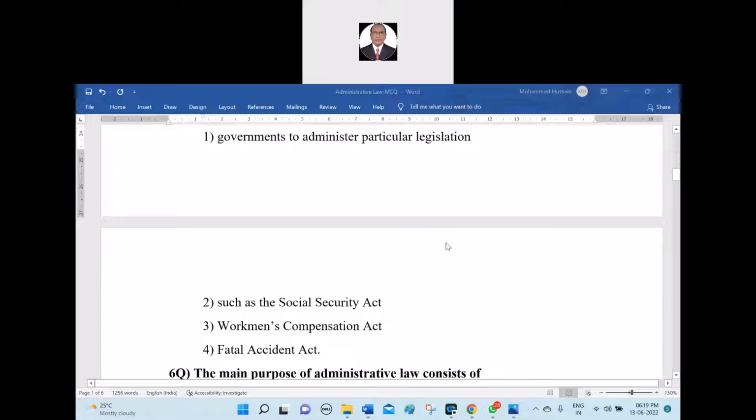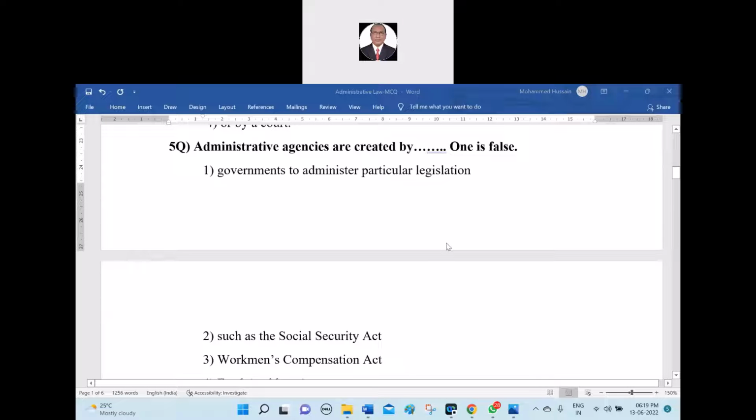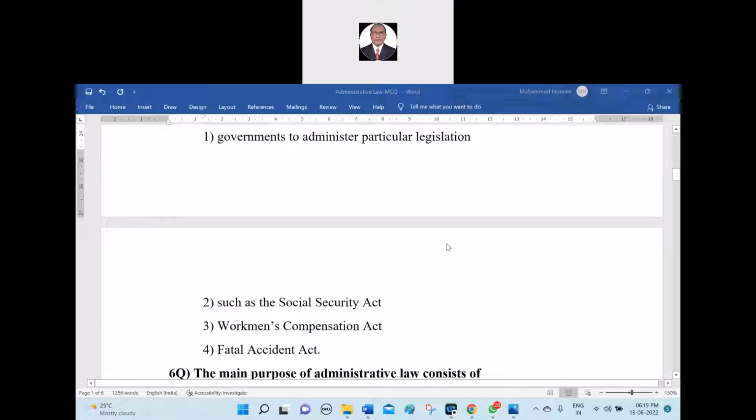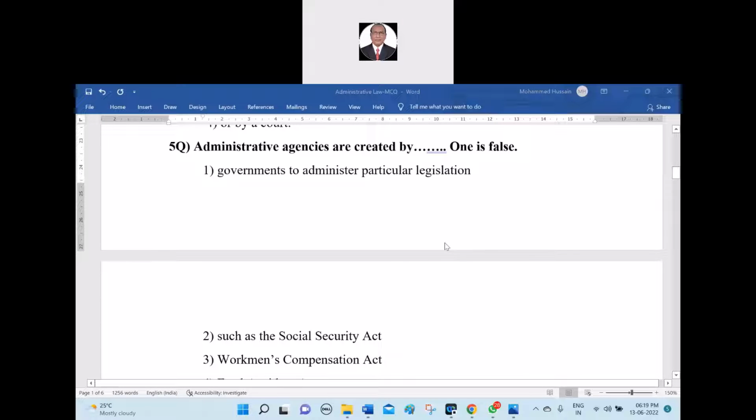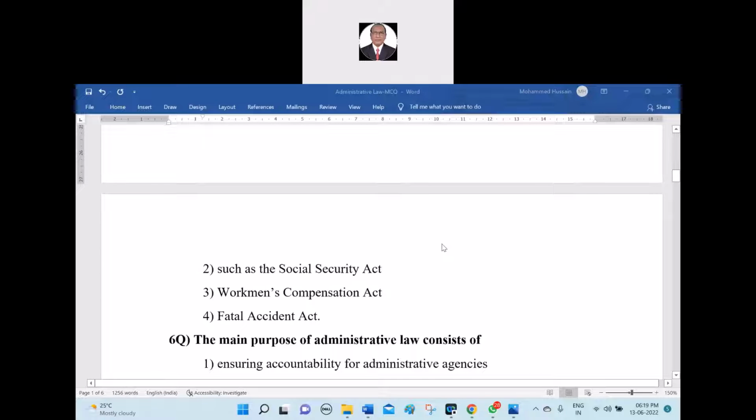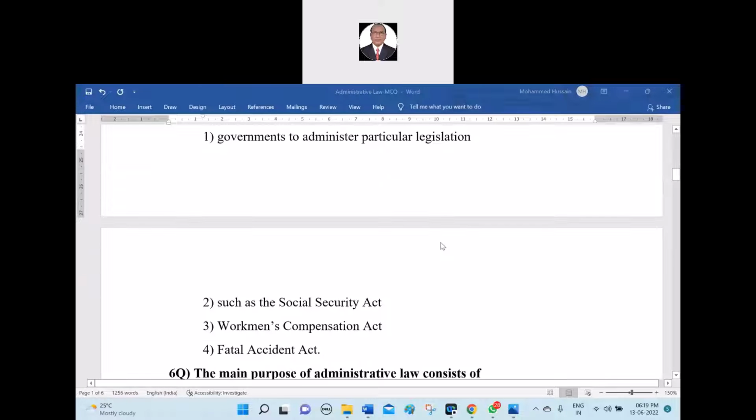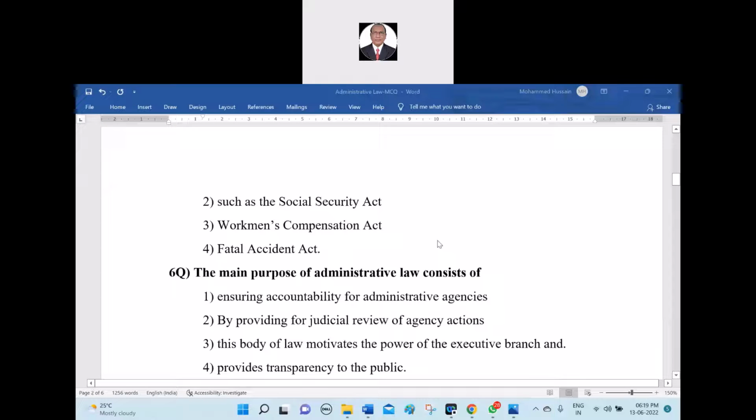A bit tough one this is, unless you have the background of it. The right answer is Fatal Accident Act is not there, but Workman's Compensation Act is there, and Social Security Act is there, and the government to administer the particular legislation is there. So fourth is the answer for the fifth question, which is not connected. Okay? Say yes. Can I proceed? Say yes. Can I proceed?